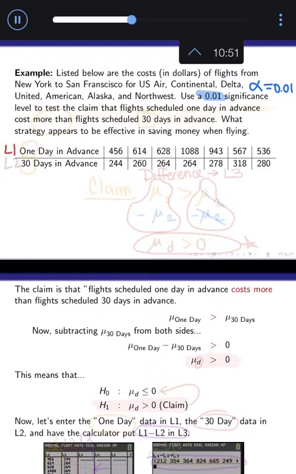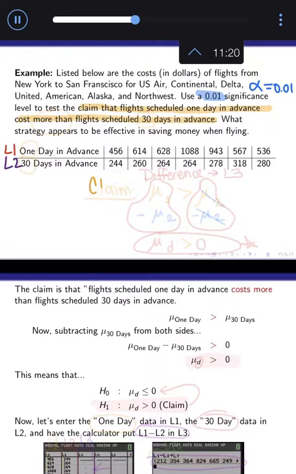We've got a list 1 and a list 2. And we want to see if it's effective in saving money. Well, the way they actually listed out the original claim was a little bit nicer. Let's read that. The claim that a flight scheduled 1 day in advance costs more than a flight scheduled 30 days in advance. So let's write that out.